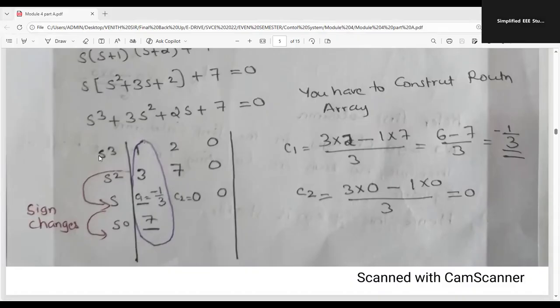What is the coefficient of s to the power 3? 1. Next, what is the coefficient of s to the power 1? 2. What is the coefficient of next term? That will be 0. Next, coefficient of s to the power 3 is equal to 3. Coefficient of s to the power 0 is equal to 7. Remaining will be 0 only.